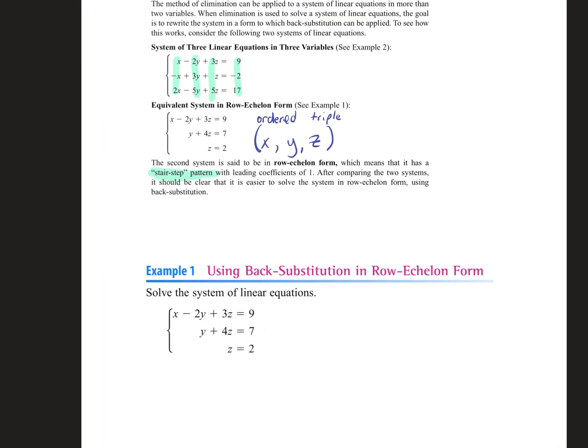We already talked about this, so I'm going to go through it quickly, but you're familiar with when we have three equations, they're all linear, everything's to the first power, and you have an x and a y and a z. So your answer is going to be what's called an ordered triple. There's an x value, a y, and a z.